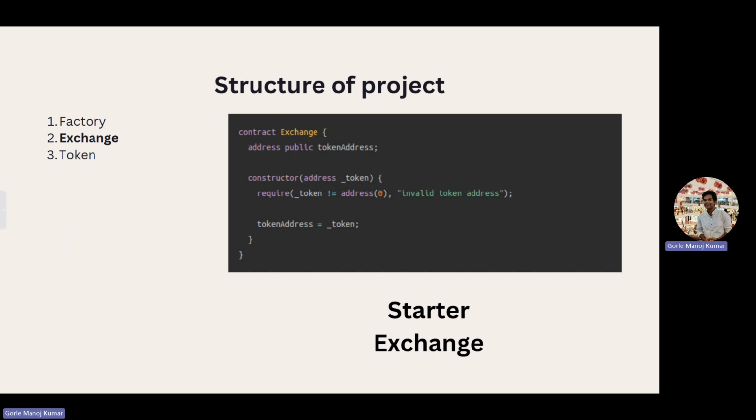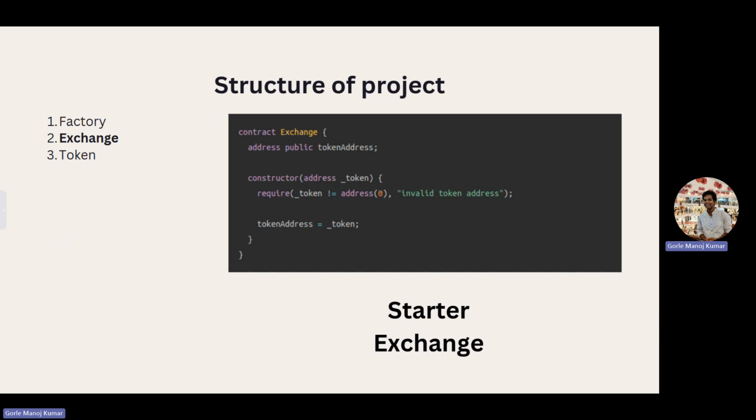Okay. You know, addresses are stored as 0x, and after that you store the hexadecimal. X is like the hexadecimal representation. So if it is a 0 address, you say invalid token address. Why? Because in Ethereum, the 0 address is sort of like a black hole. Whatever transactions you create there will be destroyed.